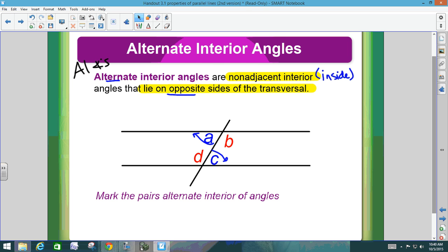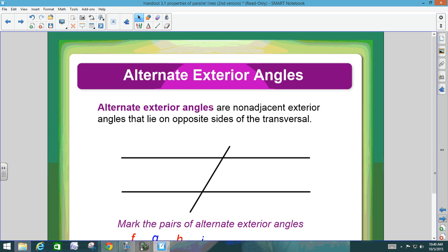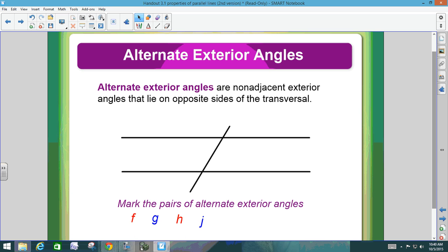Okay, to the next pair. Alternate exterior angles. Make sure you find it on your paper. These are non-adjacent exterior angles that lie on the opposite sides of the transversal. Alternate exterior. Non-adjacent exterior angles on opposite sides of the transversal.